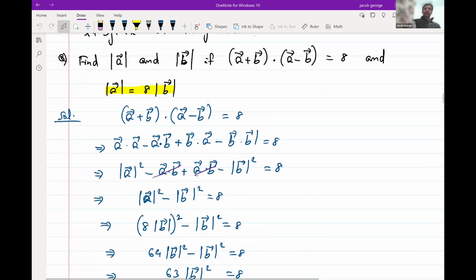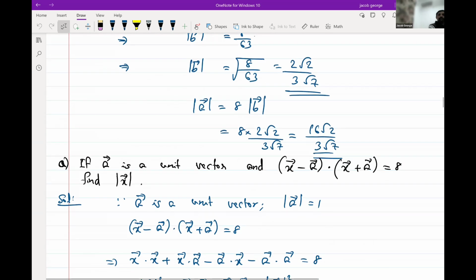And like this, A dot A. Look at this one, the product taken. What is A dot A? Magnitude of vector A square. A dot B is same as B dot A, so we can cancel this out, right? B dot B, what is B dot B? Magnitude of vector B square. Then we get the answer like this. Clear? So we get the final answer like this.